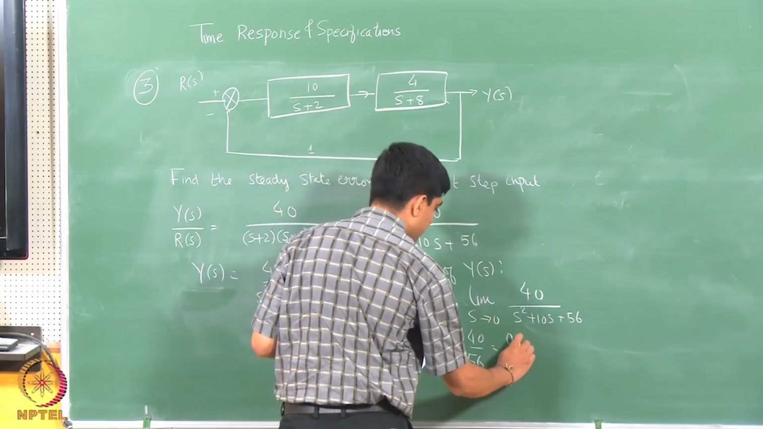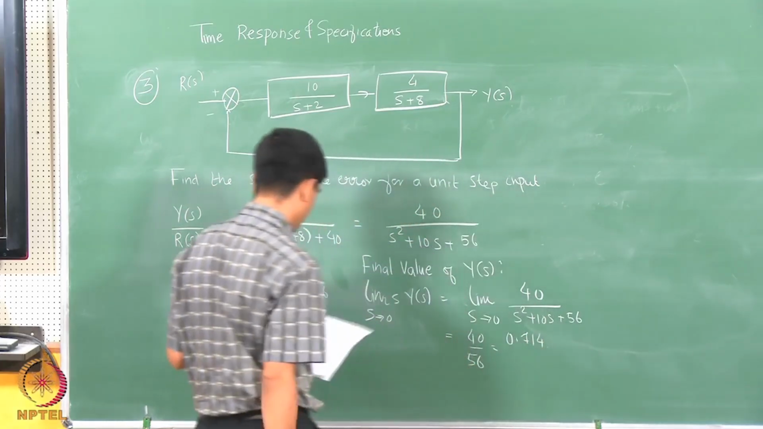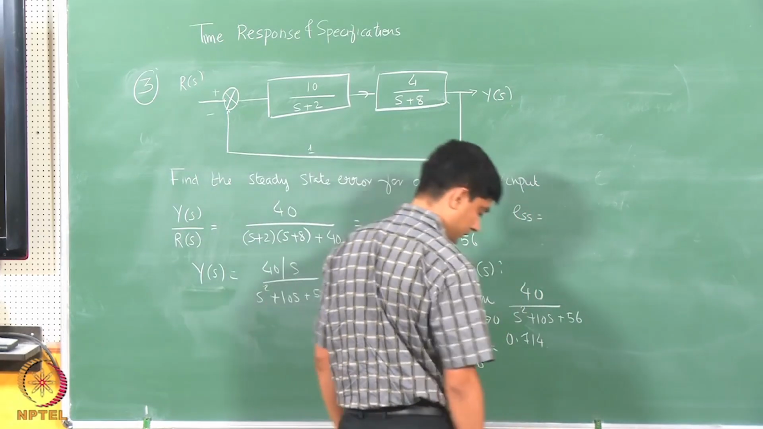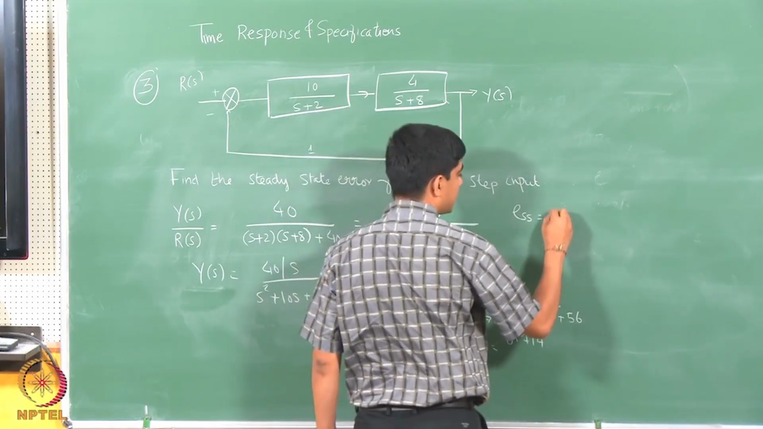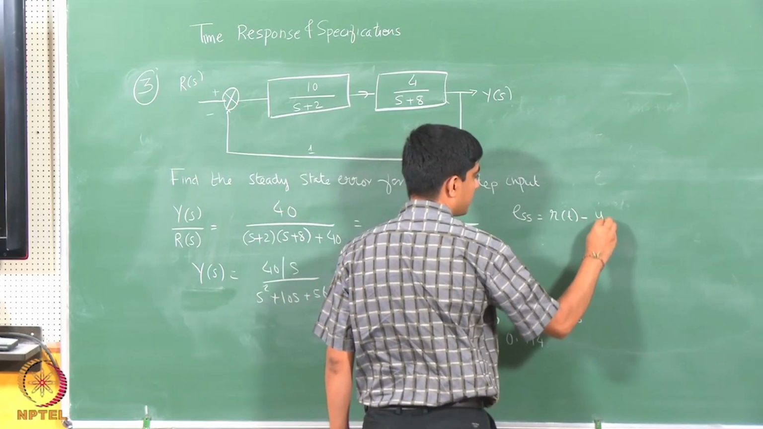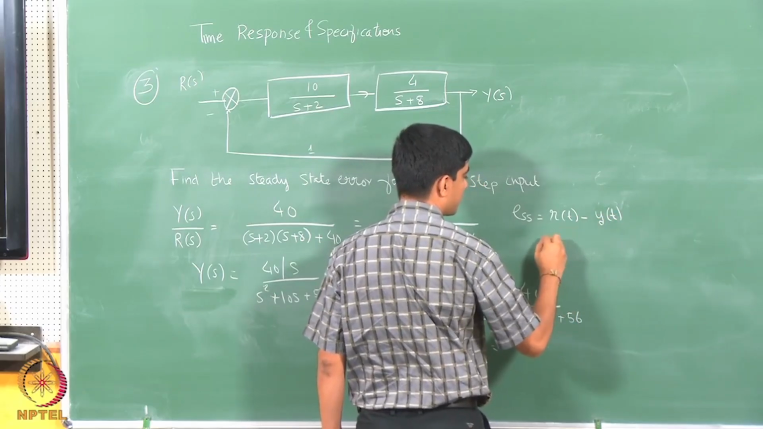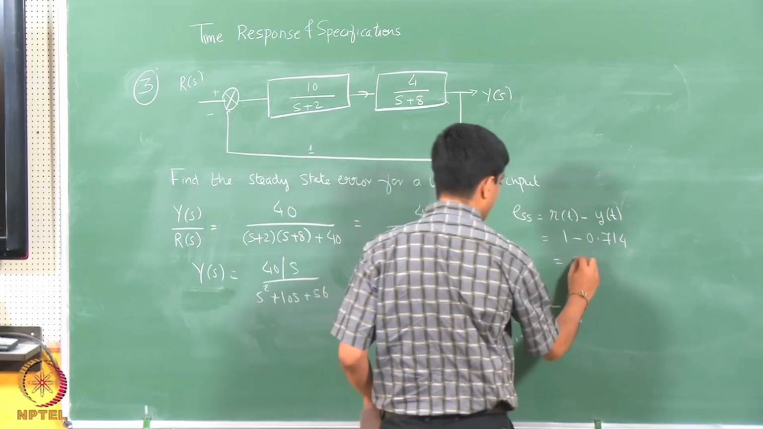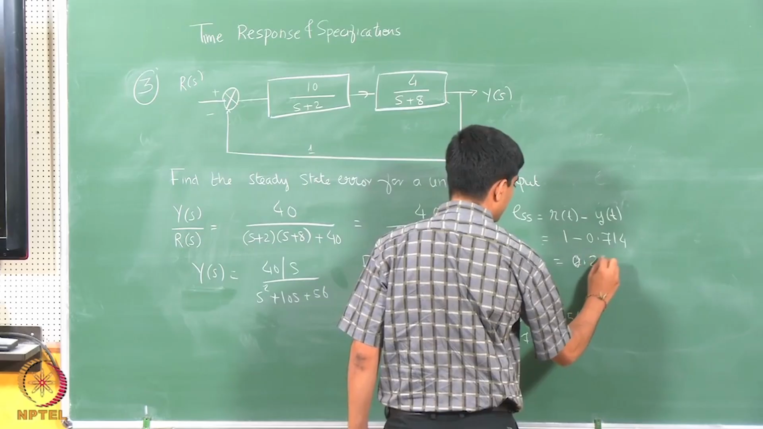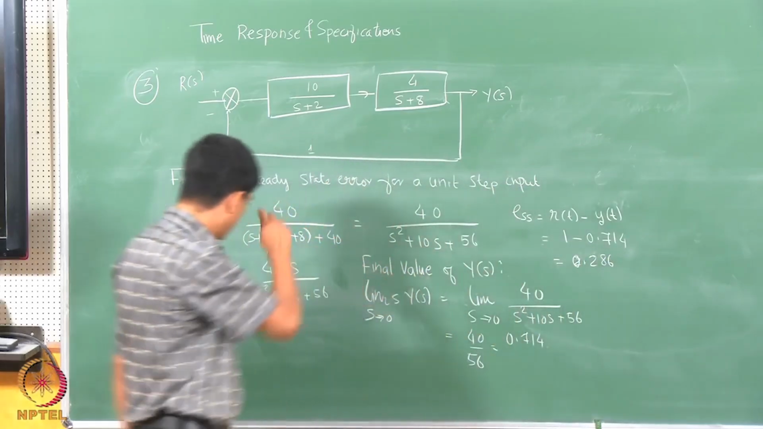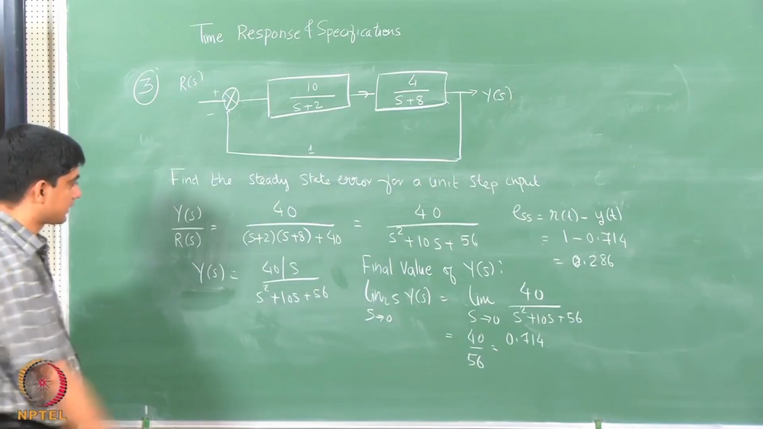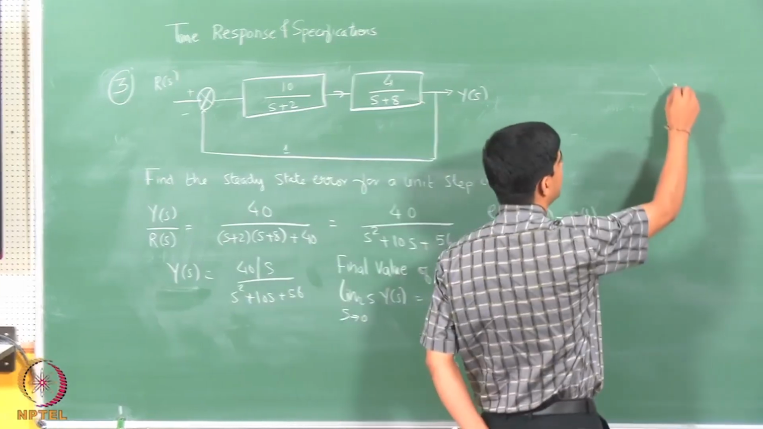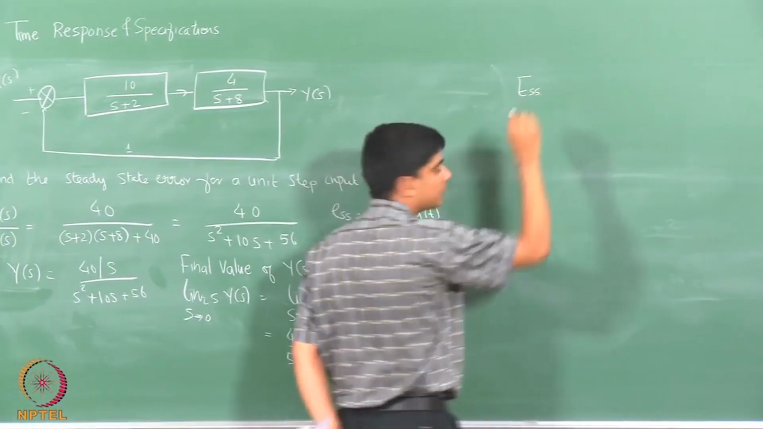which is 0.714. Okay. And the steady state error is the actual reference r of t minus the actual output. So, there is 1 minus 0.714 is 0.286. Okay. This is a slightly longer process, but now I know directly how to calculate the steady state error given the type of the system, right.